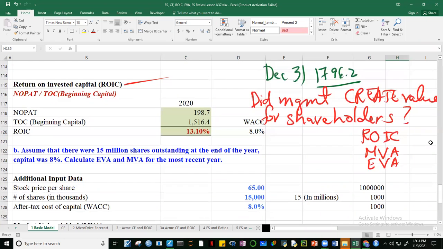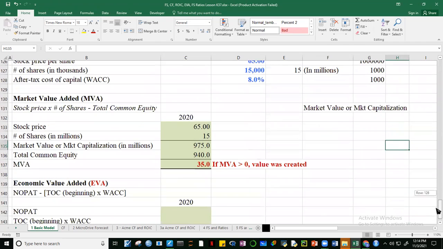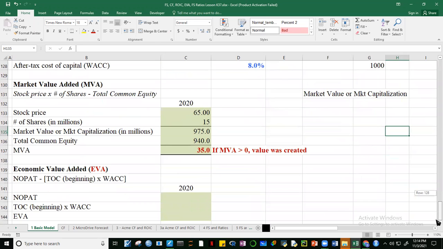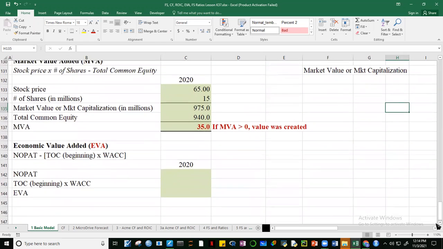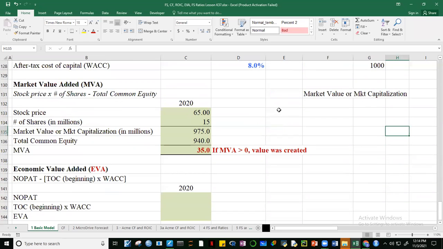Just to situate this, guys, ROIC, MVA, and EVA will always yield similar answers. So if based on ROIC value was created, MVA also will show that value was created, and so is EVA. So these three measures are consistent. All right. So any questions so far as MVA is concerned? Pakichat naman please, guys, kung clear so far.